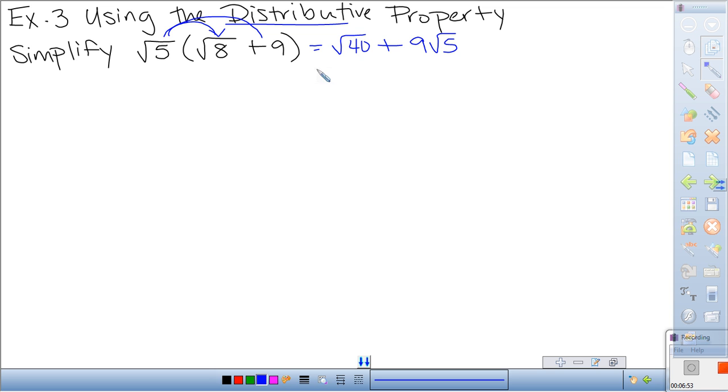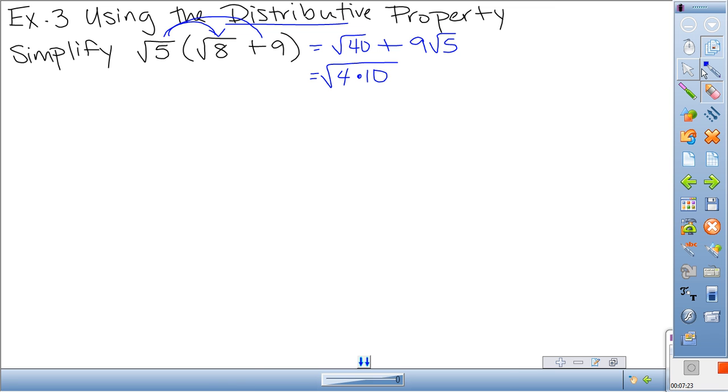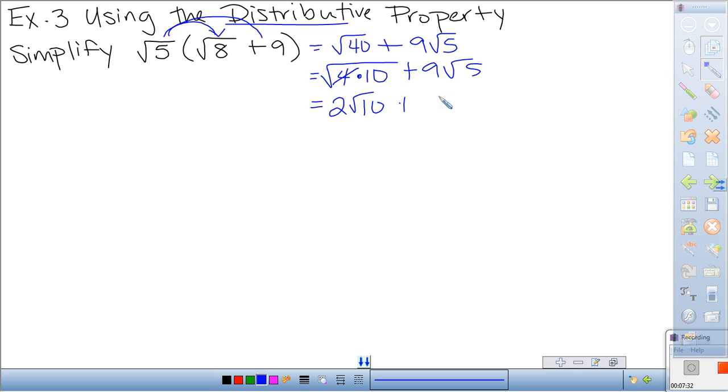The square root of 40 is still kind of a big number, so is there anything I can do with that? Well, the square root of 40 would be the same as the square root of 4 times 10, plus 9 square roots of 5. And so that I could simplify to be the square root of 4 is 2, so 2 square roots of 10 plus 9 square roots of 5. Now, can I add these together? Well, unfortunately you can't, because the square root of 10 and the square root of 5 are not like radicands.